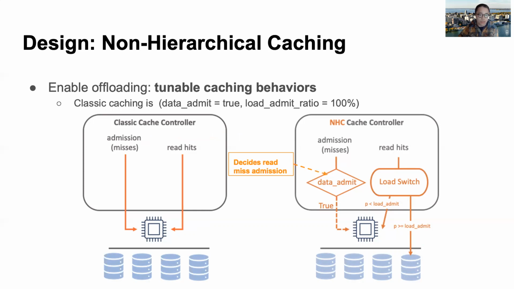First, NHC introduces a data admit flag into the cache controller. This flag decides at any moment whether NHC will admit the read-miss data into the cache device. This flag is tunable during runtime. Secondly, NHC introduces a load switch in the cache controller, which works with a parameter called load admit ratio. The ratio ranges from 0% to 100%, and the switch decides at any moment how many read hits will be really directed to the cache device and how many will be offloaded to the capacity device.